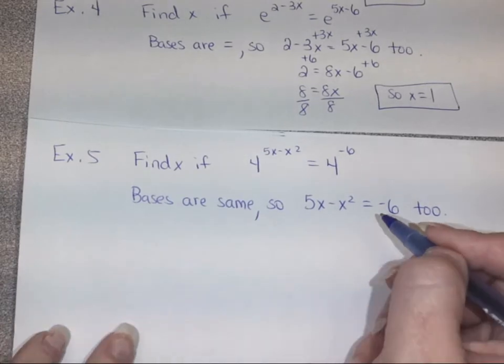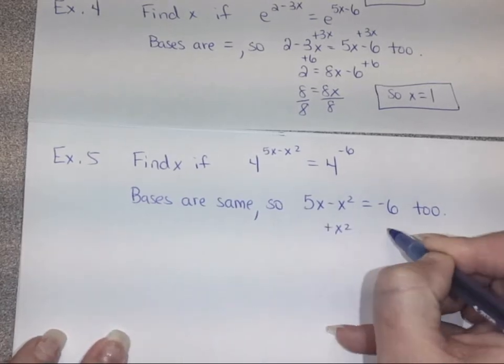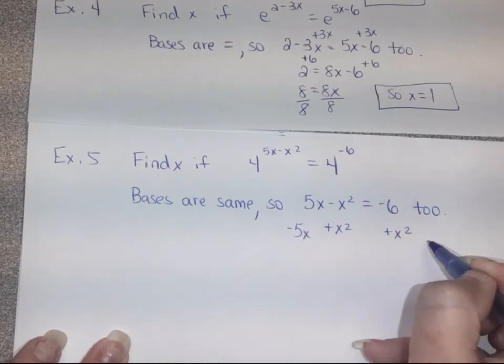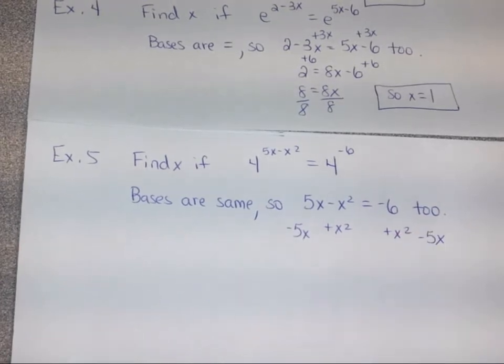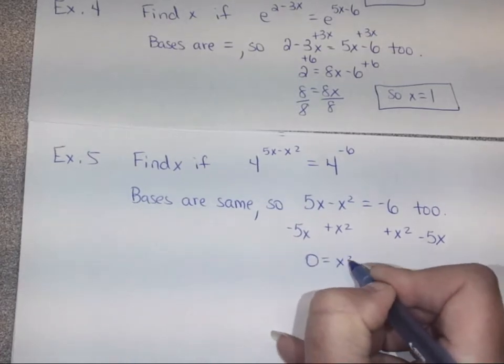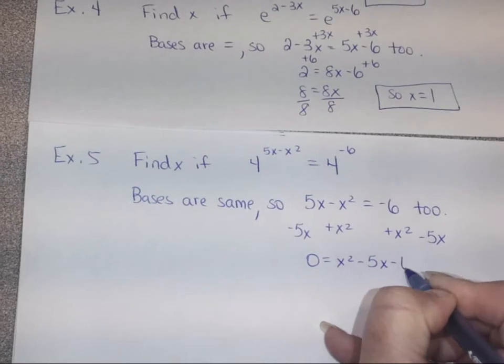So what I'm going to do is move x squared over to this side because I want it to be positive anyway, and then 5x as well. And again, the reason I didn't decide to move the 6 over to the left is because then I would have had a negative x squared. Okay, and I'd prefer for my x squared to be positive. It's easier to work with. So I end up getting 0 equals x squared minus 5x minus 6.